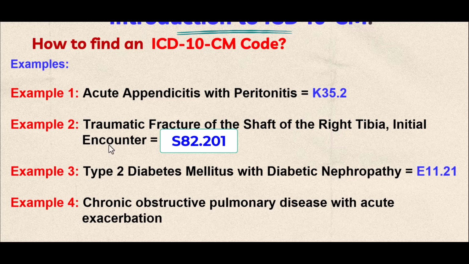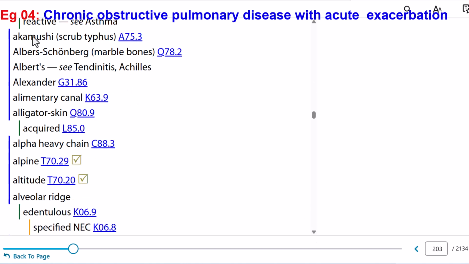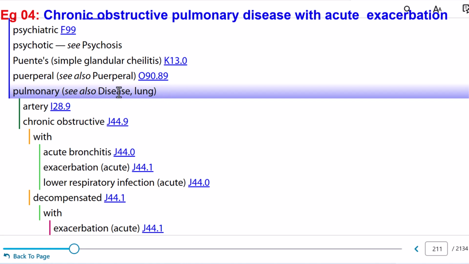So let's check the final example, that is chronic obstructive pulmonary disease with acute exacerbation. So here you have to take the main term as the disease, then you have to go for the subcategory of pulmonary. So let's check this. Okay, here the main term is disease. So in the disease, now we have to find the second category of pulmonary. So go down the alphabetic order, following the blue line. Okay, now we have come to the subcategory of pulmonary.